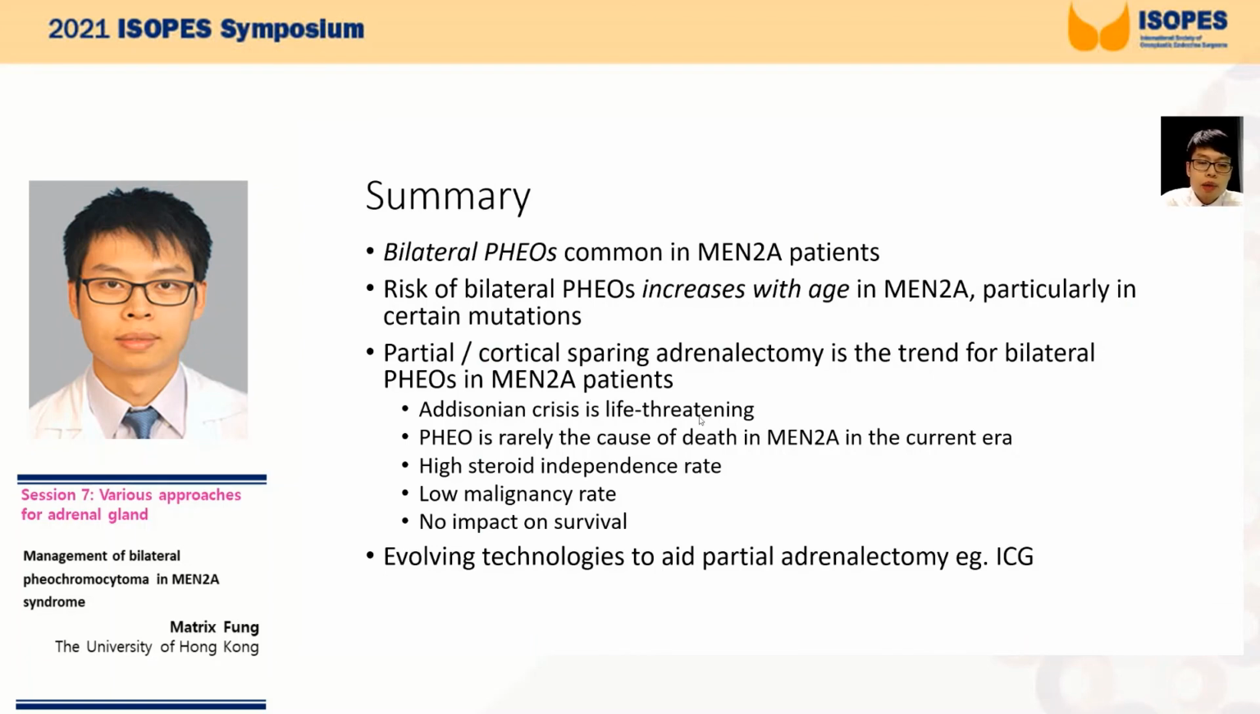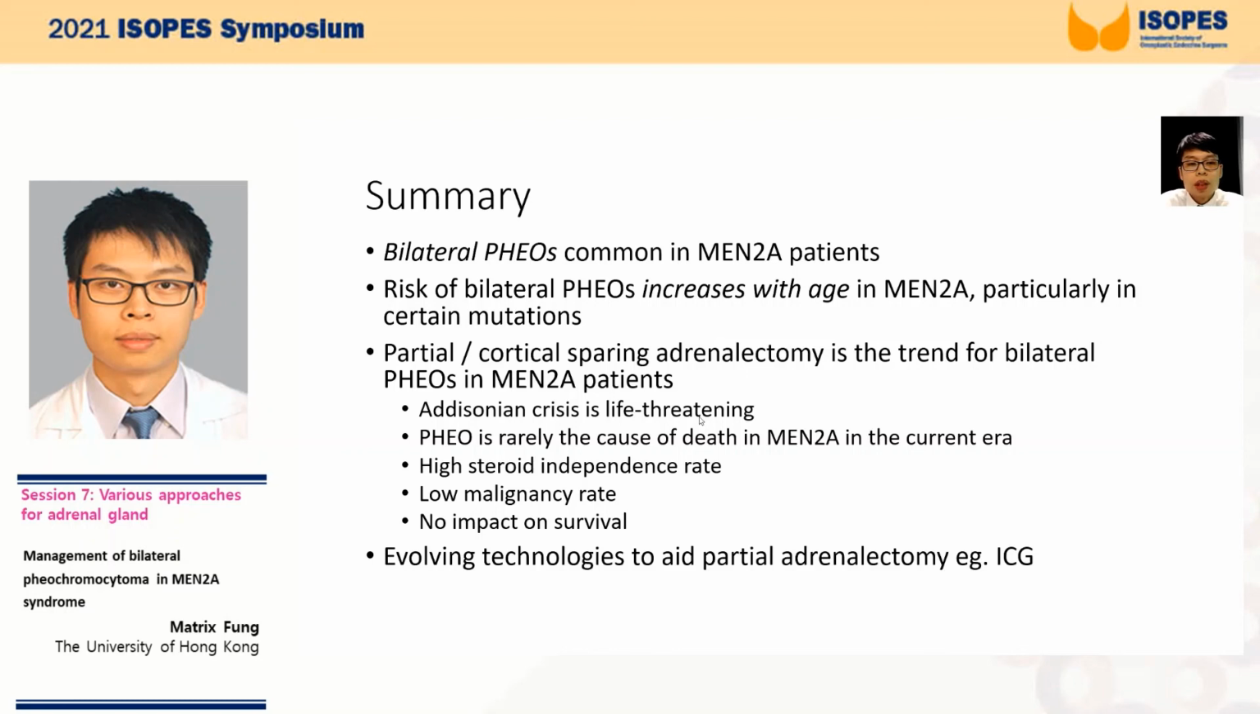In summary, bilateral pheochromocytomas are common in MEN2A patients. The risk of bilateral pheos increases with age in MEN2A, particularly in certain mutations. Partial or cortical-sparing adrenalectomy is the current trend for bilateral pheos in MEN2A patients, because if the patient undergoes total bilateral adrenalectomy, the associated possible Addisonian crisis could be life-threatening.